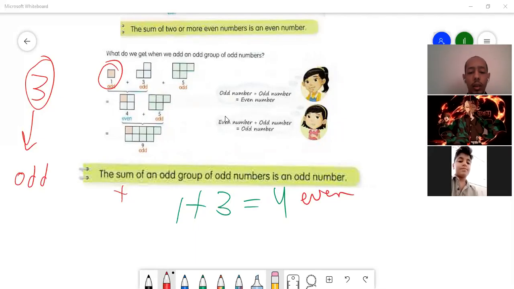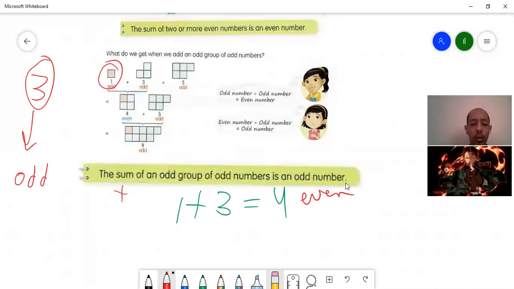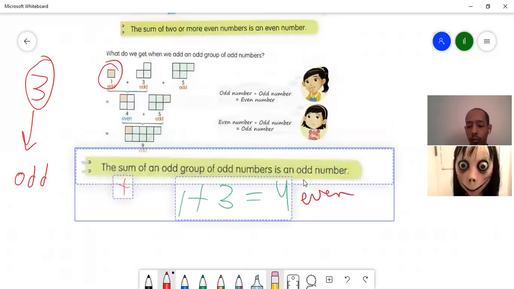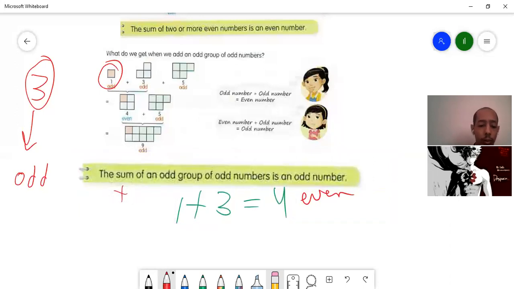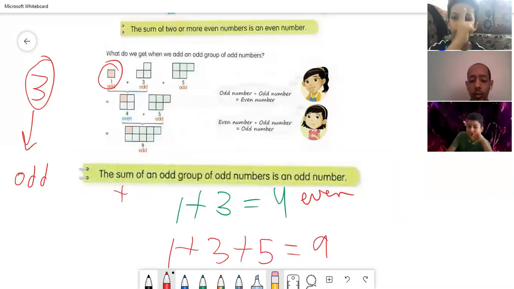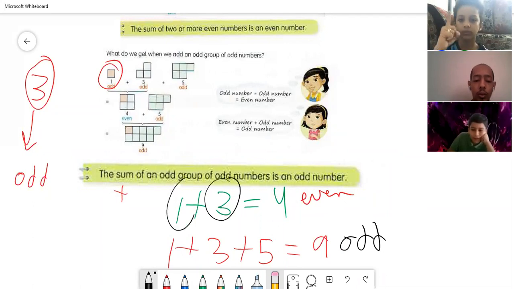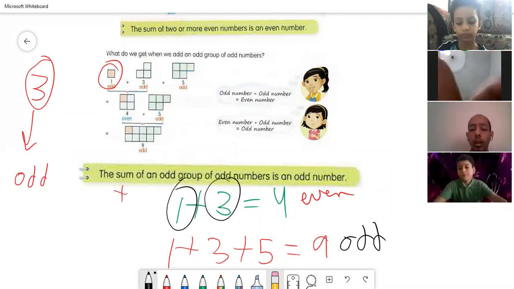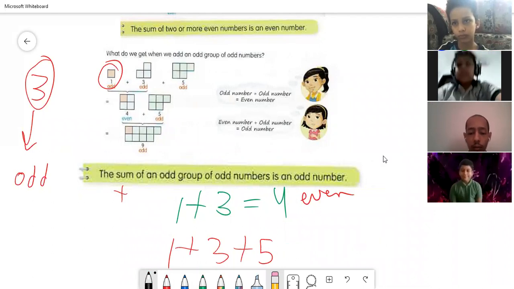As we said, the sum of an odd group of odd numbers is an odd number. For example, 1 plus 3 plus 5 is 9, so it's an odd number. Rahman, don't play. Okay? But if we have only 2 odd numbers, it's going to be an even number. Okay.